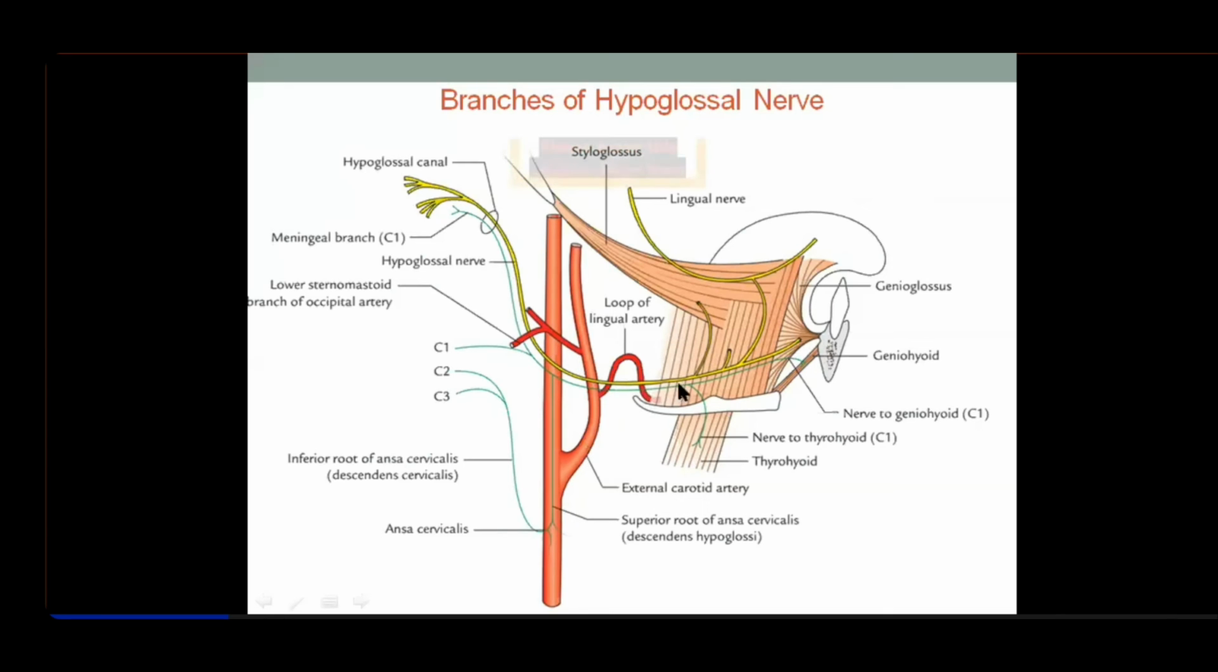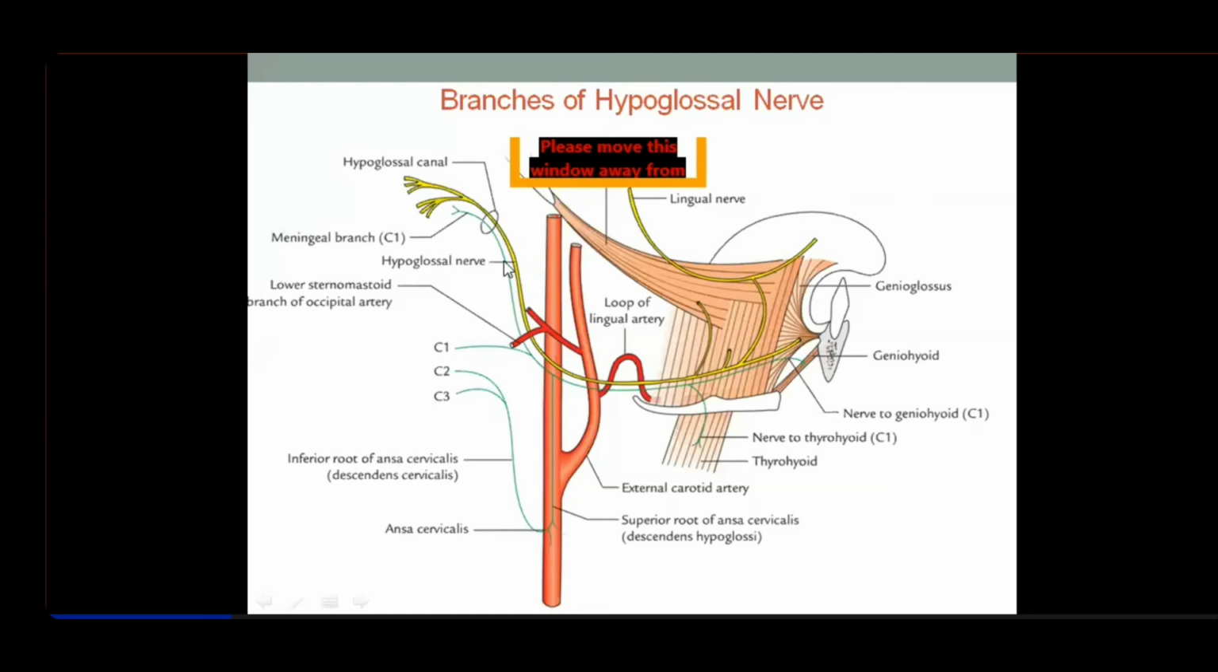Then it reaches the mandibular region where it crosses the hyoglossus. It rests over the hyoglossus and genioglossus, and similar was the course of the lingual nerve, which also was lying in this plane, covered by the mylohyoid muscle. So that was the course.